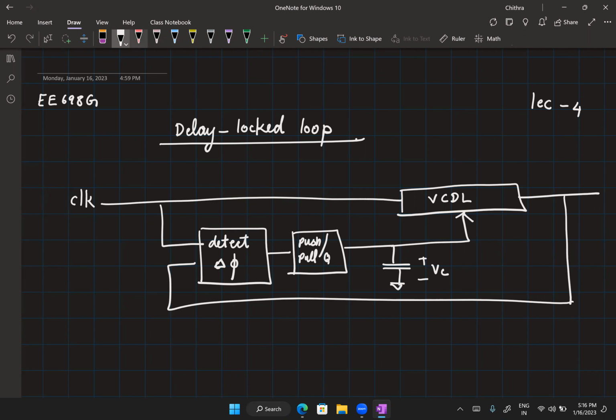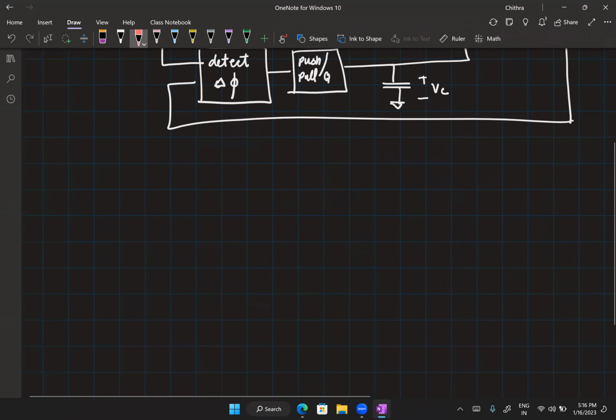Now, in the last class, we saw two main architectures of the voltage controlled delay line. So one was to tune the charging or the discharging current, and the other method was to tune the capacitance. Okay, so what was common in both these methods was that we are trying to change the slope of the waveform. So let me explain.